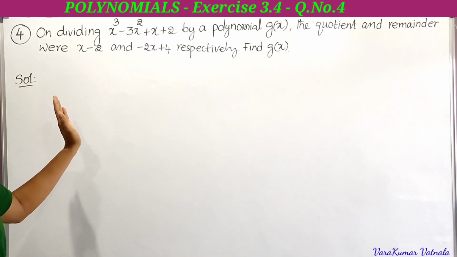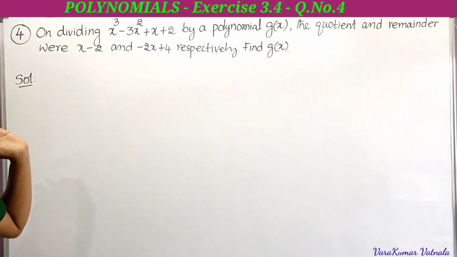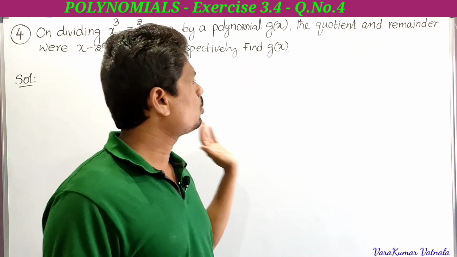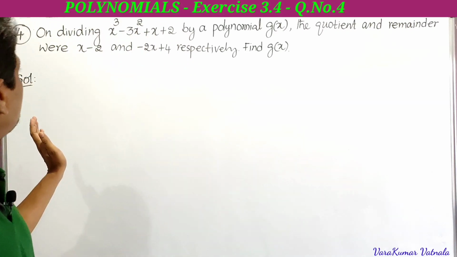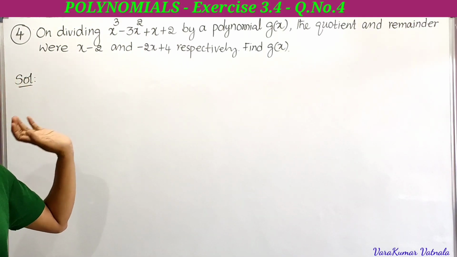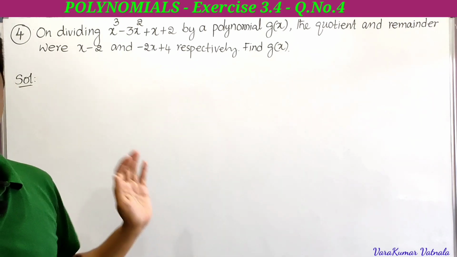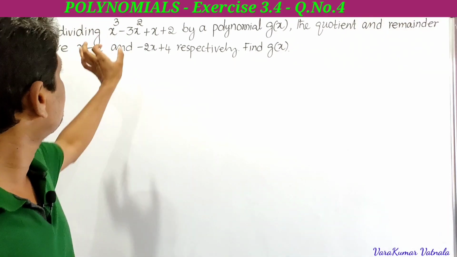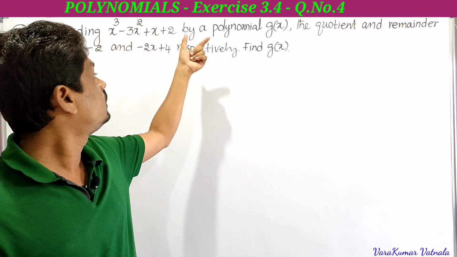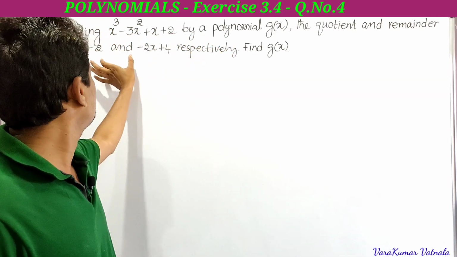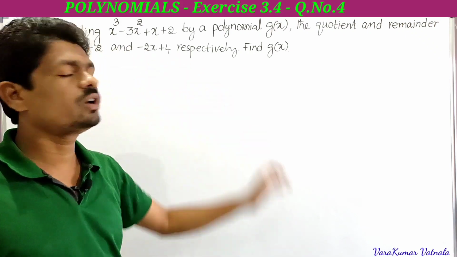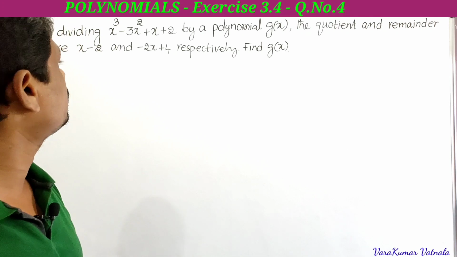On dividing x cube minus 3x square plus x plus 2 by a polynomial g of x, the quotient and remainder were x minus 2 and minus 2x plus 4 respectively. Find g of x. So if x cube minus 3x square plus x plus 2 is divided by g of x, then we get the quotient and remainder. Quotient is x minus 2 and remainder is minus 2x plus 4.